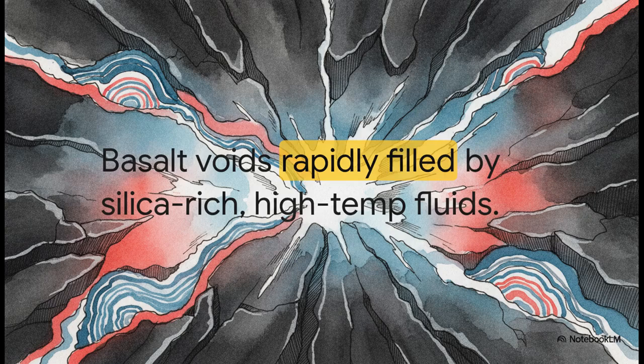Now, the standard model suggests these voids filled slowly over millions of years through groundwater percolation, but UTGH argues that these voids wouldn't even survive millions of years without collapsing. Instead, the framework proposes they were rapidly injected with the silica-rich, high-temperature subcrustal fluids expelled during the rupture. The voids filled instantly, right before they could collapse, capturing the exact chemical signature of the deep Earth like a snapshot.